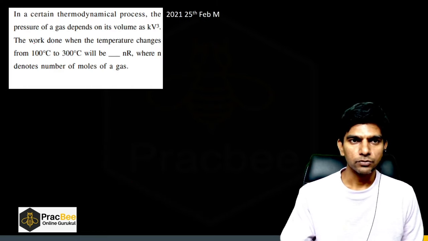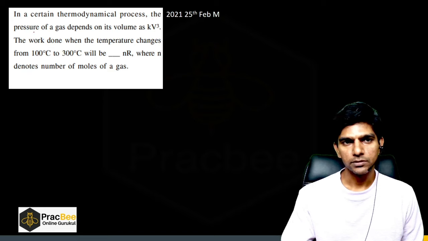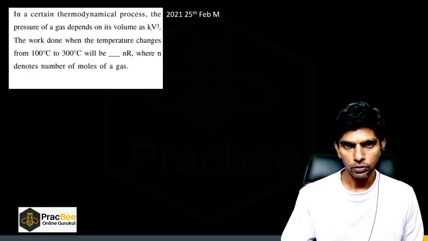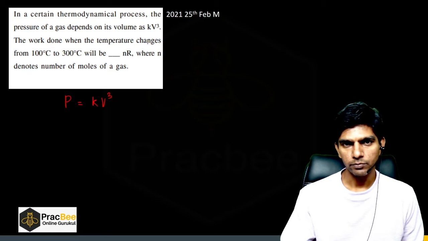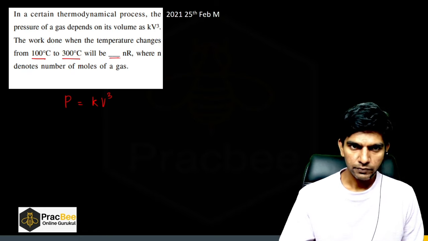Okay, now let us see another question. In a certain thermodynamic process, the pressure of a gas depends on its volume. Pressure is given as some constant times V raised to power 3. The work done when the temperature changes from 100 to 300 degrees Celsius will be equal to some constant times nR, where n denotes the number of moles of the gas. So we have to find that constant. Basically, we have to find the work done.